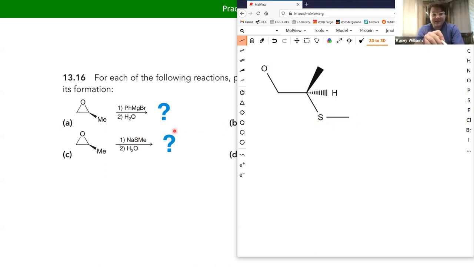Yeah, Sean, I was going to ask, is it attacking the side with the methyl because it's more stable? No, you are correct. It should be going to the other side because there's less steric hindrance. Thank you.